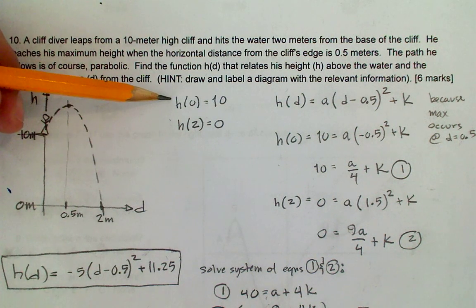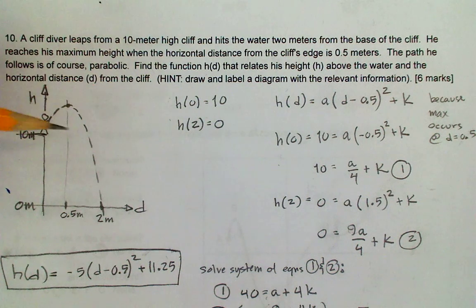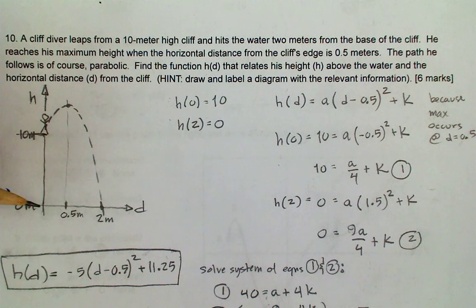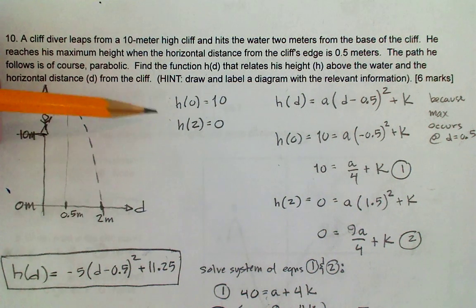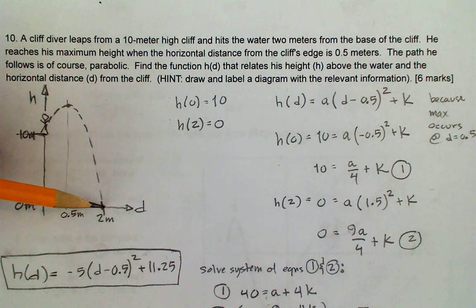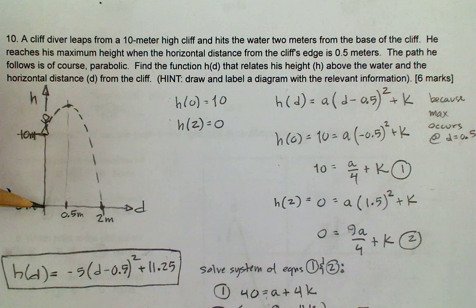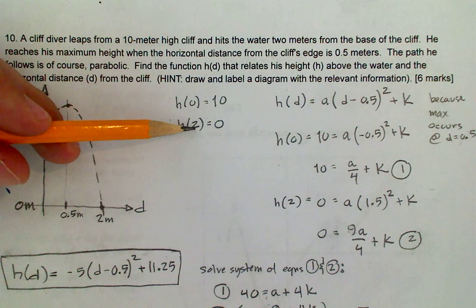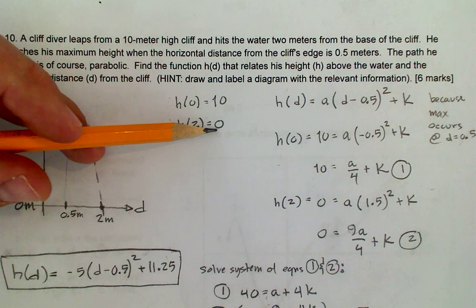I know that h of 0 is equal to 10. In other words, the top of the cliff is 10 meters high, and he's 0 meters away from the cliff when he jumps. Also, h of 2 is equal to 0. That's the information that we're given about this point. When he hits the water, his height above the water is 0, and that happens when he's 2 meters away, he's 0 meters above the water.